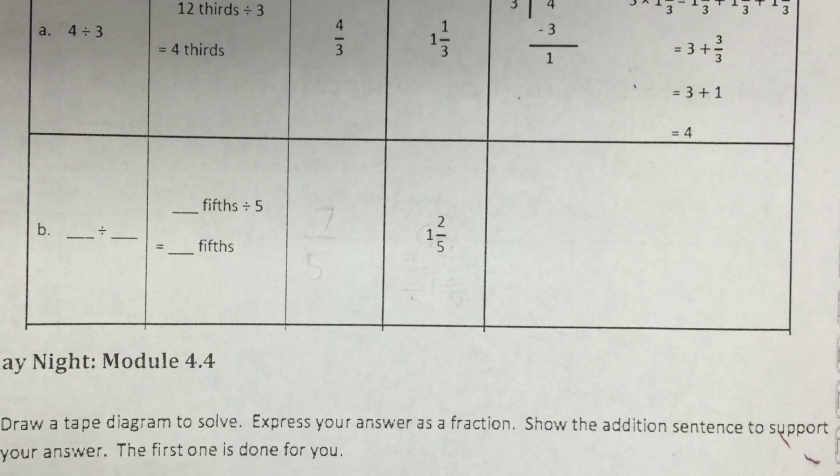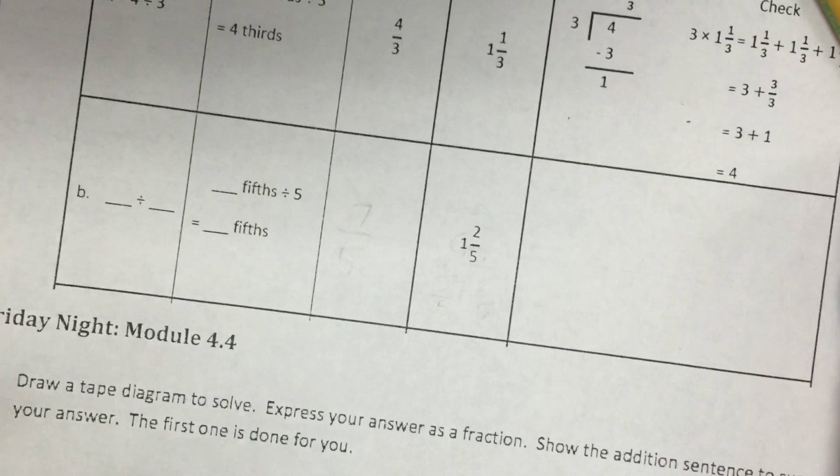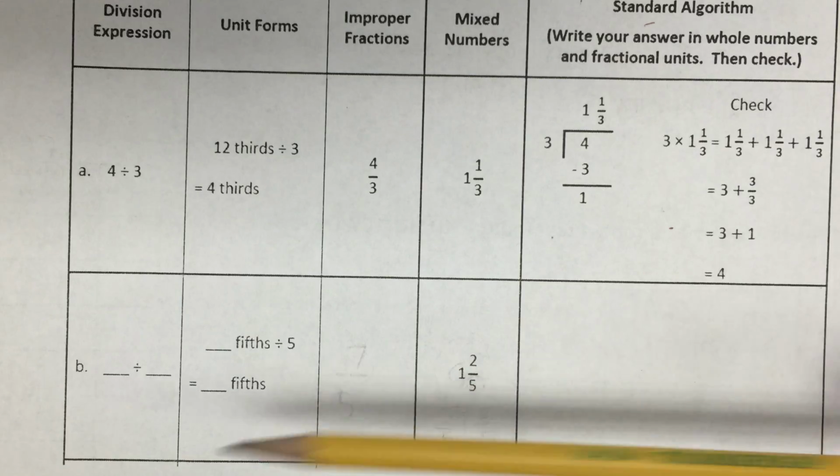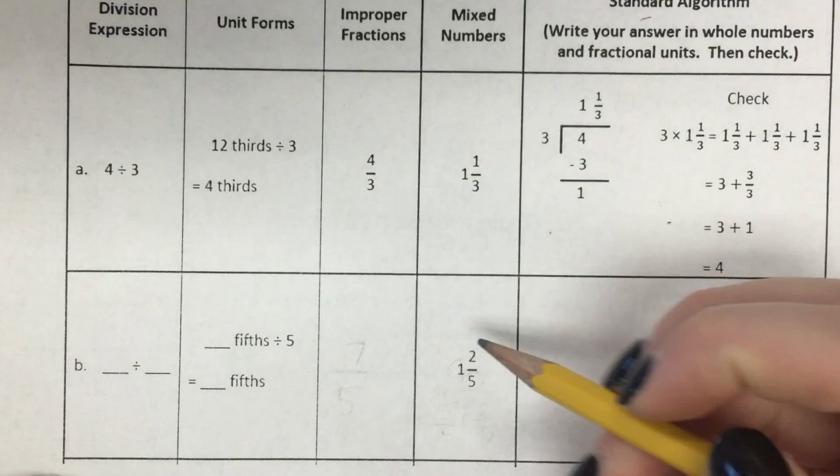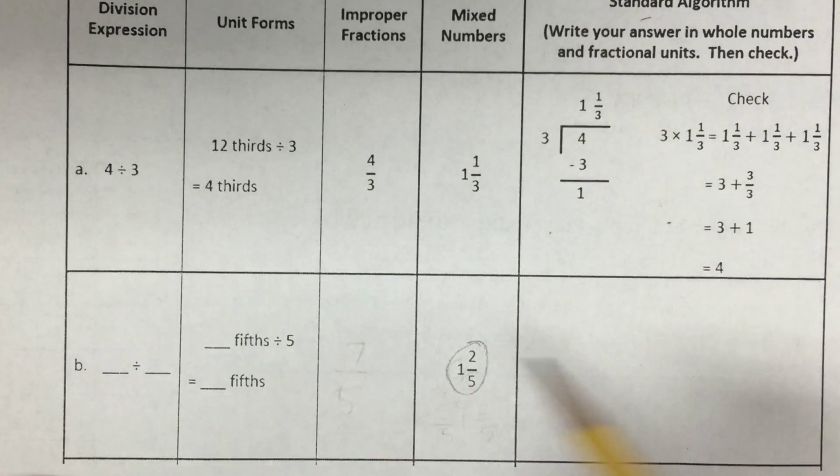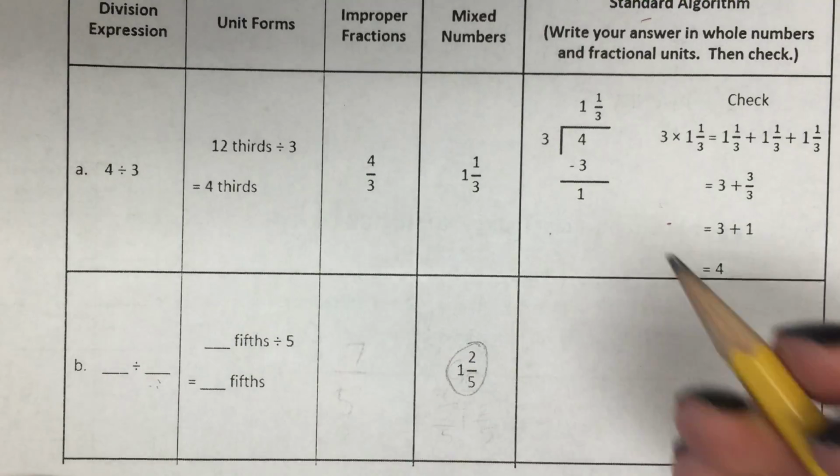Okay, sorry I got cut off. We're going to try number 4 again. We're going to try and fill out this row to be like this one, but all we've been given is 1 2/5. So we've got to figure out what our division sentence is going to be.